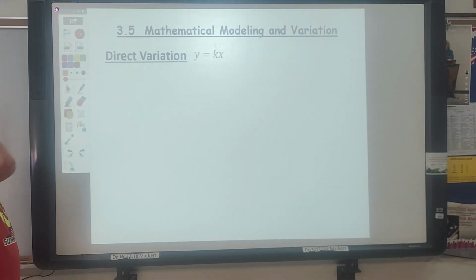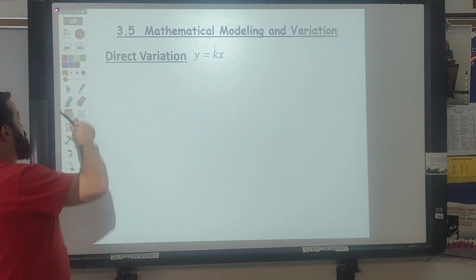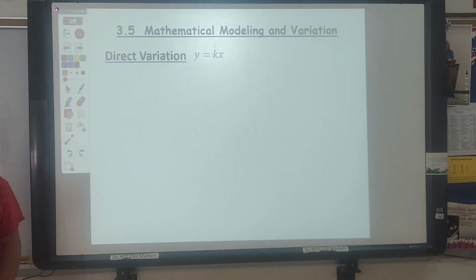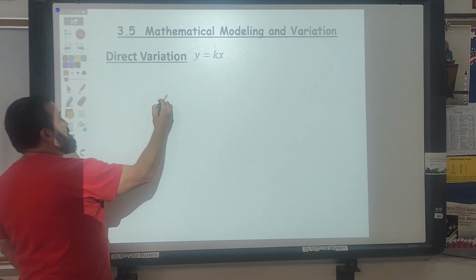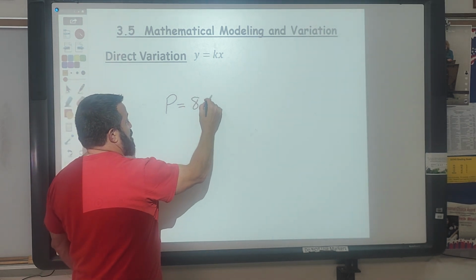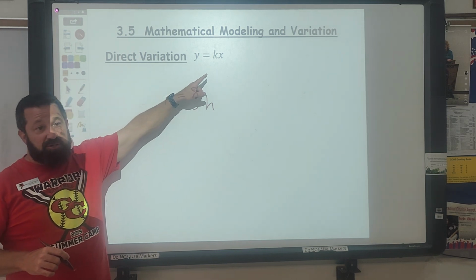So direct variation. Y equals k times x. Direct variation is where basically if I take, for example, let's say, does anybody in here have a job? How much do you make per hour? $8 per hour? Okay, so if you're making $8 per hour, that means the function would basically be like your pay is equal to $8 for every hour that you work, all right? That should look a lot like this direct variation equation.